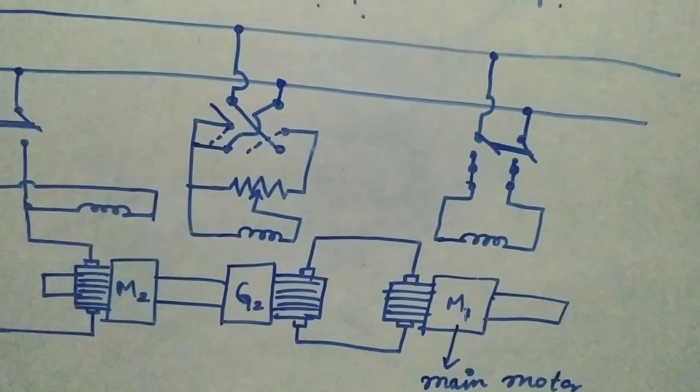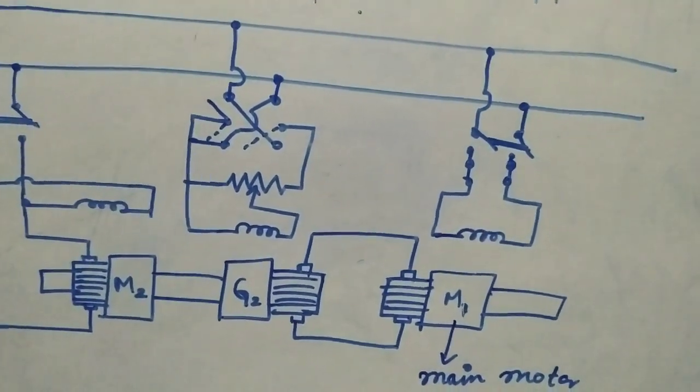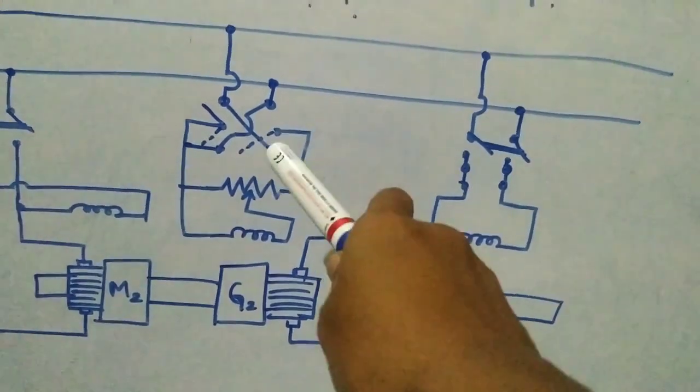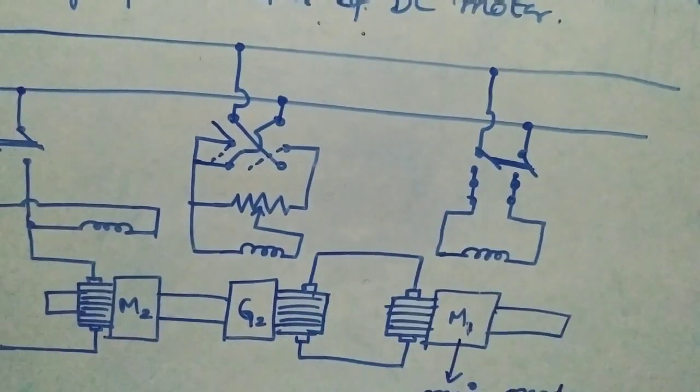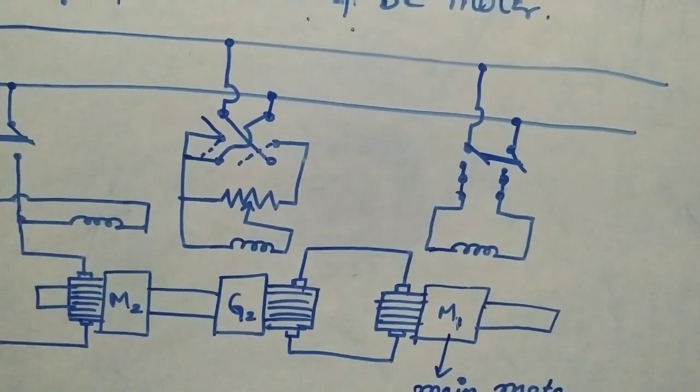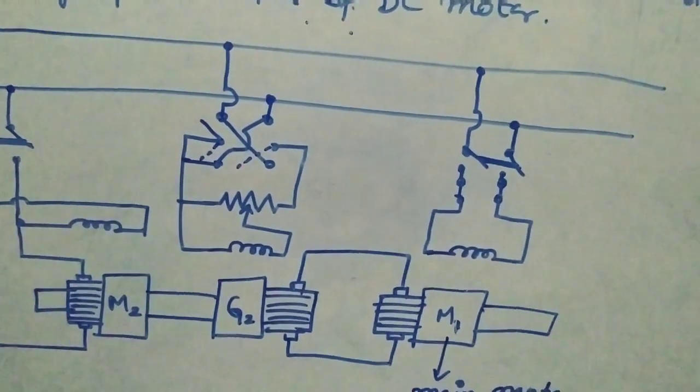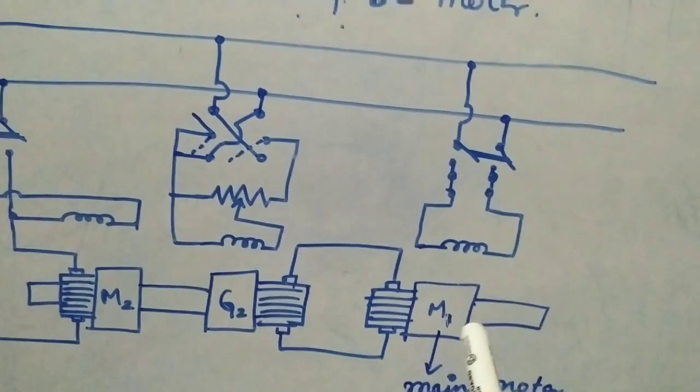By reversing the direction of the field current of the generator with the help of this reversing switch, the polarity of the generated voltage will be reversed, and thus a change in the direction of rotation of motor M1 can also be achieved.